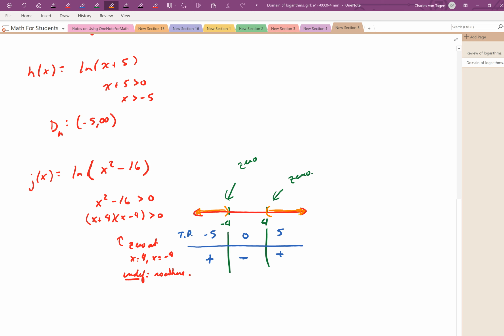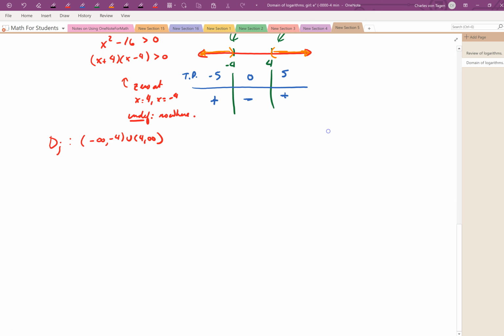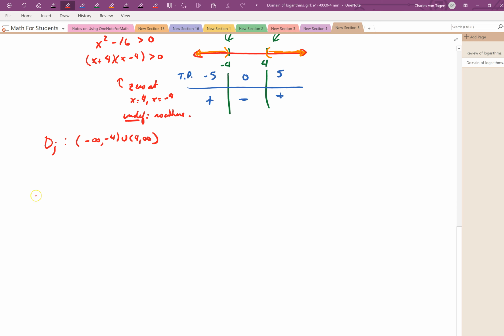So from here we can see that the domain of j goes from minus infinity to -4, unioned with 4 to infinity. These are the values I could plug into this function. Okay. I'm going to do one more. This is a little more challenging.